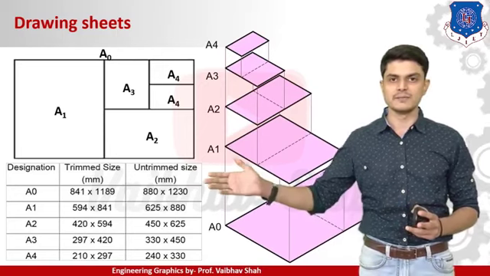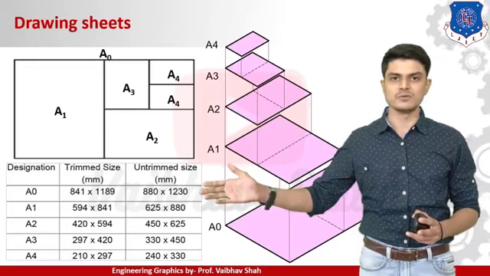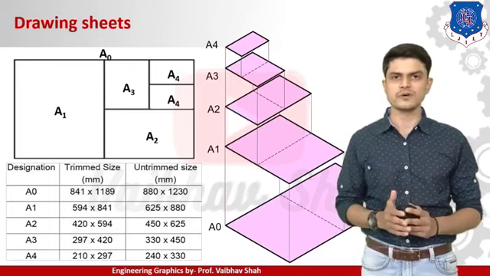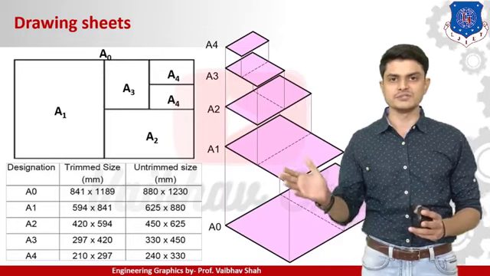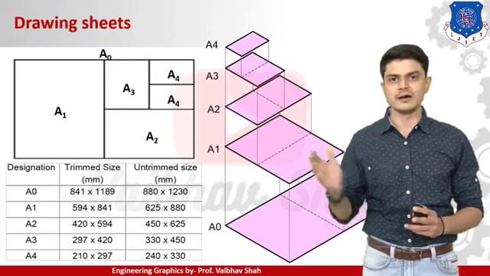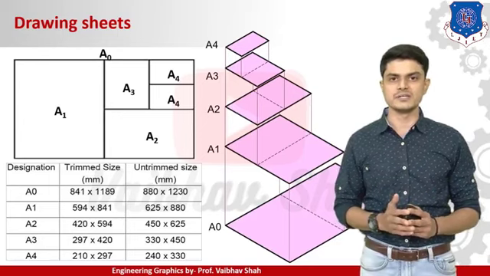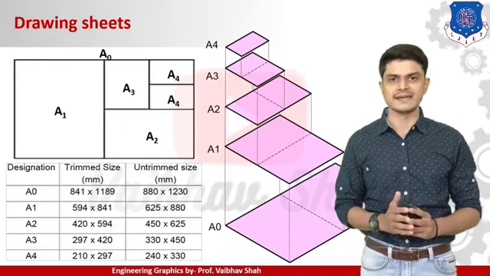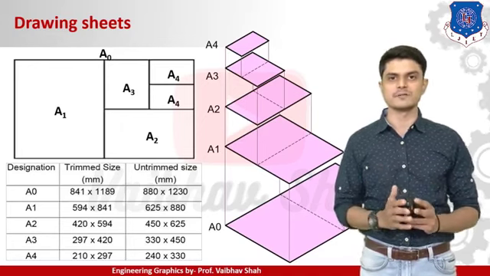Now let us see one table here on the left hand side. There are two dimensions given. One is for the trimmed sheet and the second is for the untrimmed sheet. For our engineering applications, as the public, we will have the trimmed sheet readily available in the market, and untrimmed sheets are available for industrial applications, for particular applications which are not directly available to us. So we will be using the trimmed sheet for all of our drawing purposes.